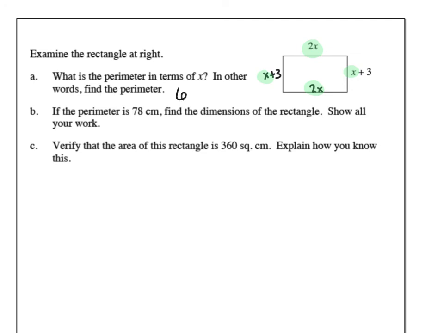so that'd be 2 plus 4 plus... 6x, plus 6 is my constant term. So that would be the perimeter of this shape.